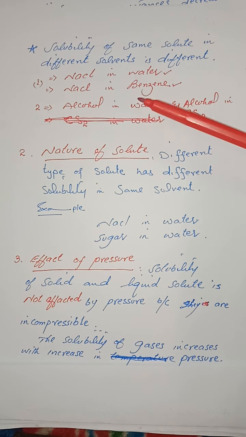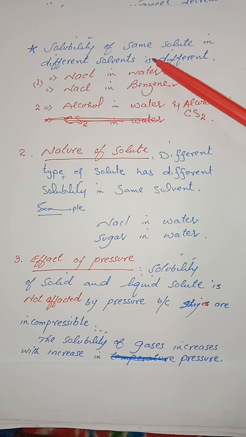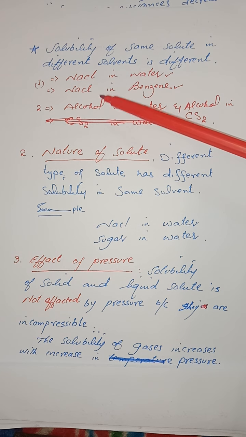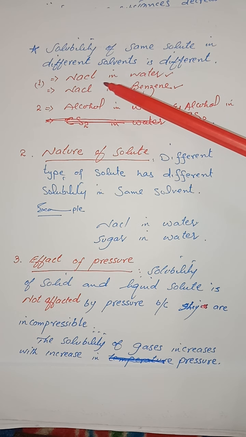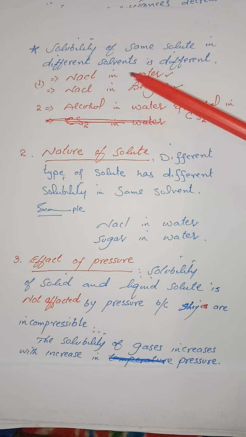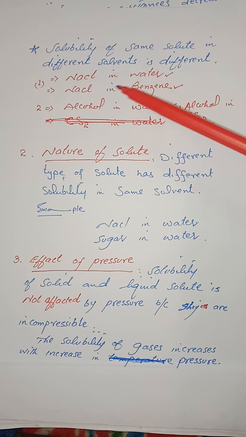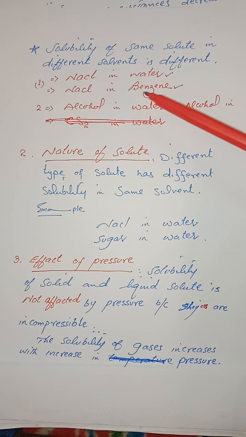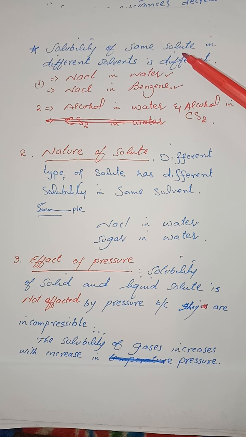Keep a point in your mind: the solubility of the same solute in different solvents is different. We will have to keep the solute the same. Now by changing the solvent, the solubility will be affected. For example, sodium chloride is more soluble, it has greater solubility in water, and the same solute, sodium chloride, is almost insoluble in benzene. So we say that the solubility of the same solute in different solvents is different.